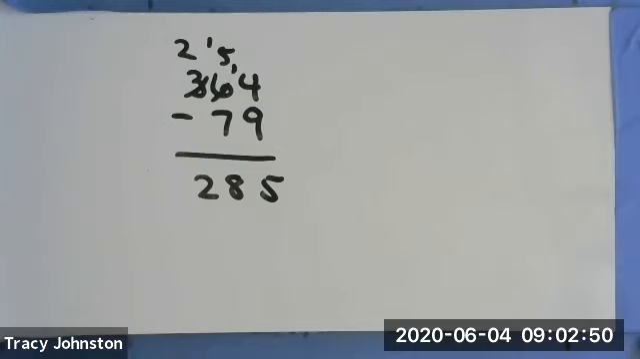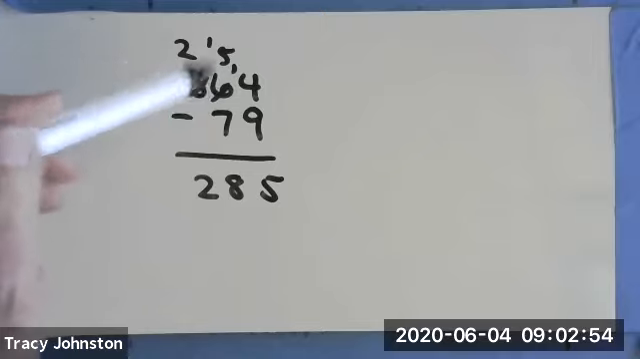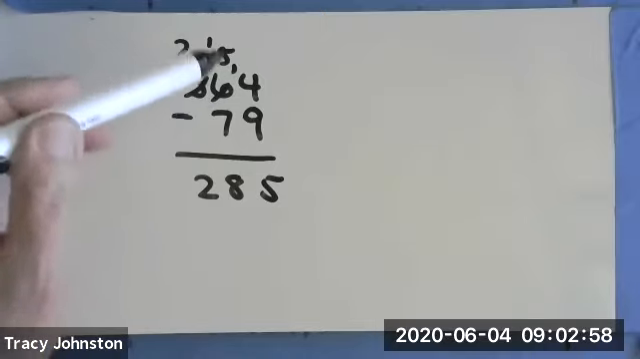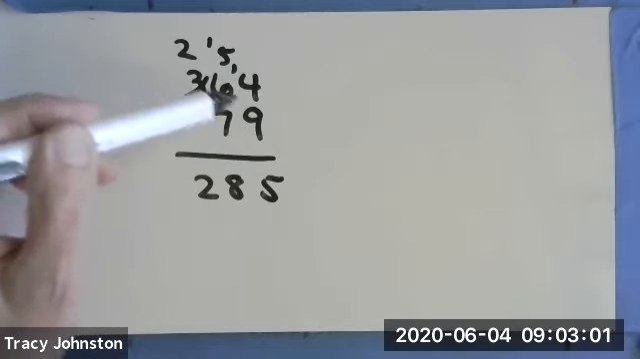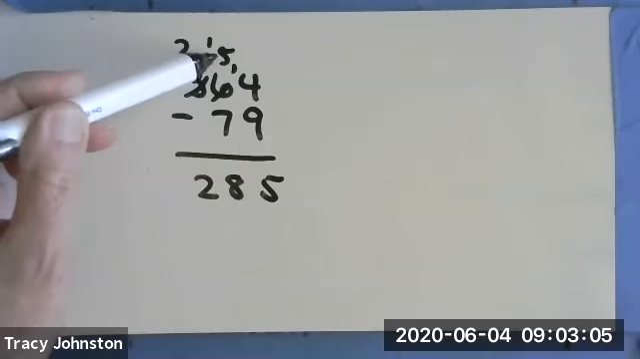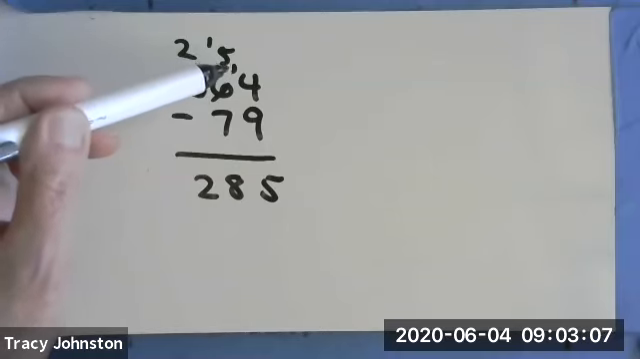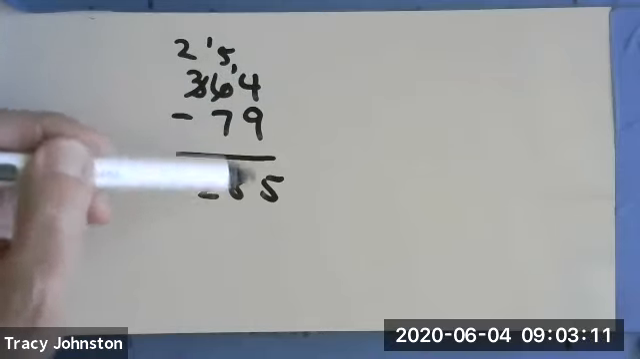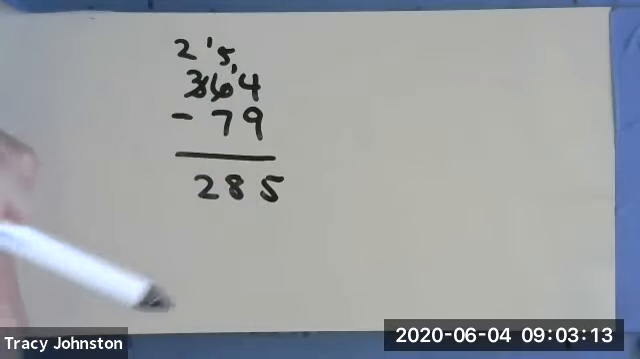So now we have number 3, 364 minus 79. This student, it appears to me, is applying the algorithm. They said 4 take away 9, 4 is too small, so they crossed out 6 and wrote the 5 and gave that 10 in the form of 10 ones to the 4 to make it 14. 14 minus 9 is 5, so we're good on that.